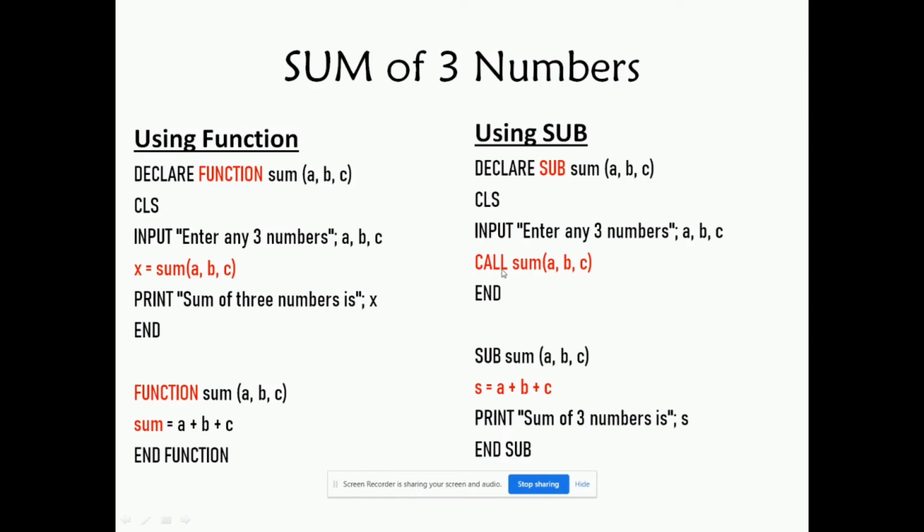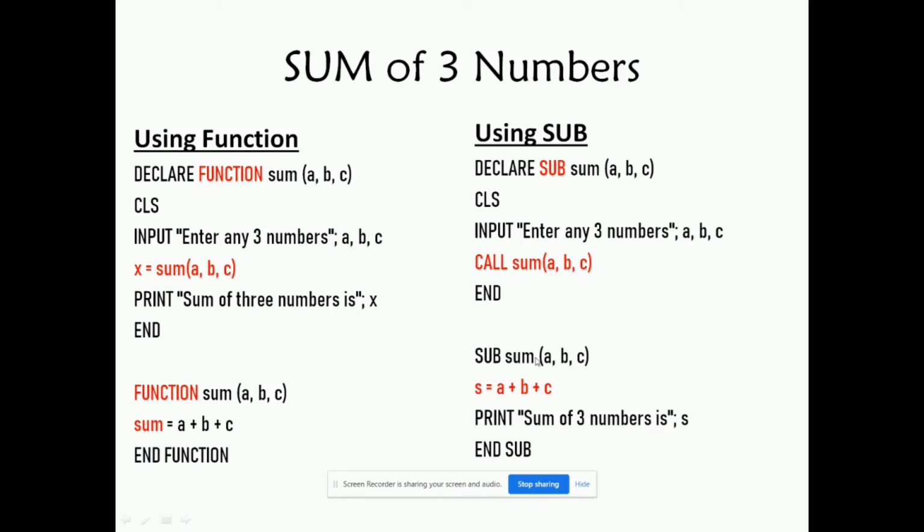While calling a sub procedure, we have this call statement. You should write this in capital letters, uppercase, CALL. The function name is sum a comma b comma c. So we have written the same here. After calling, sub procedure does not return a value. So we haven't stored any value here. So we don't need to print the value as well.